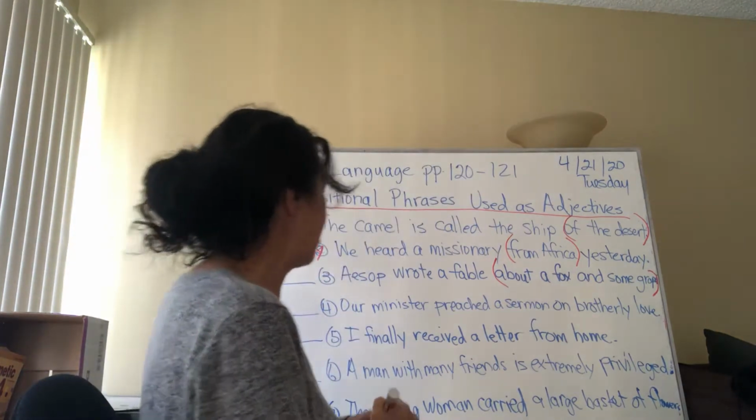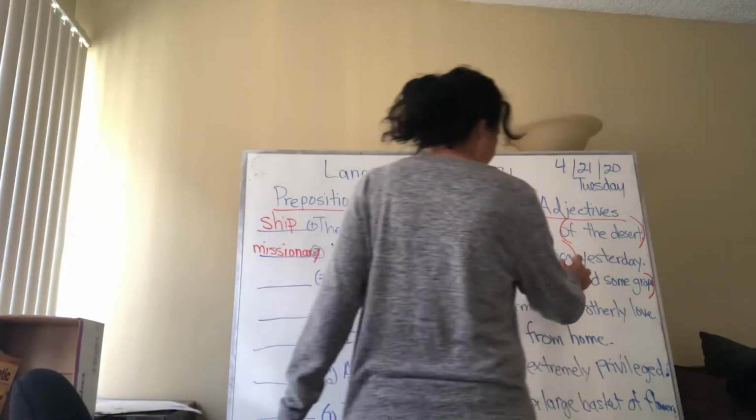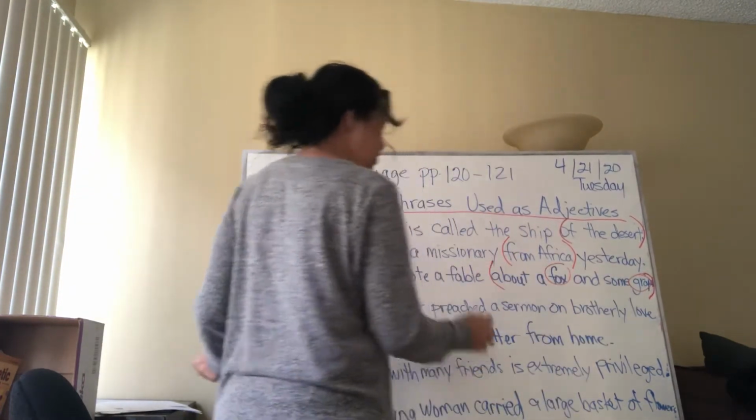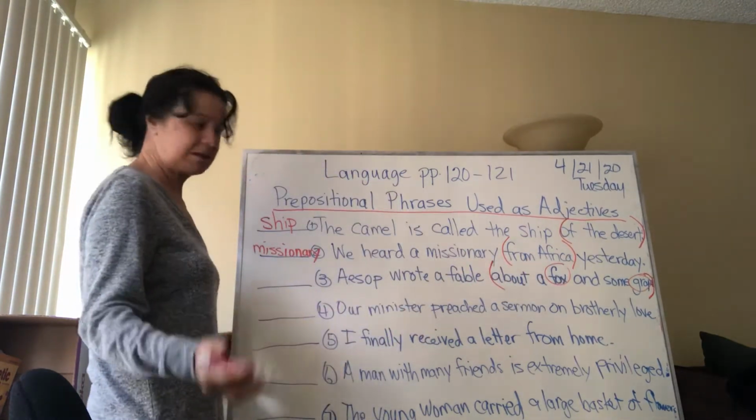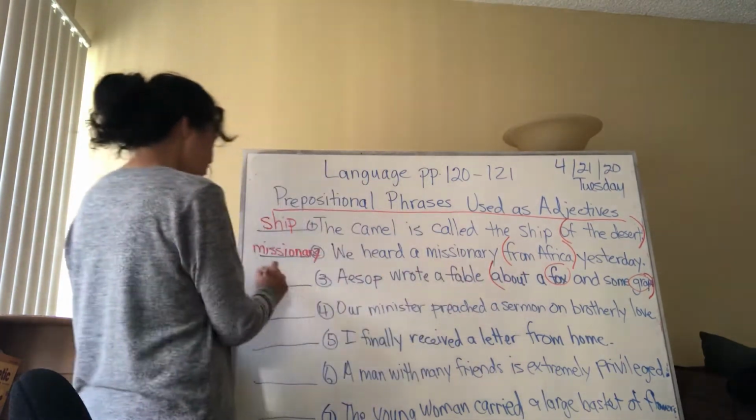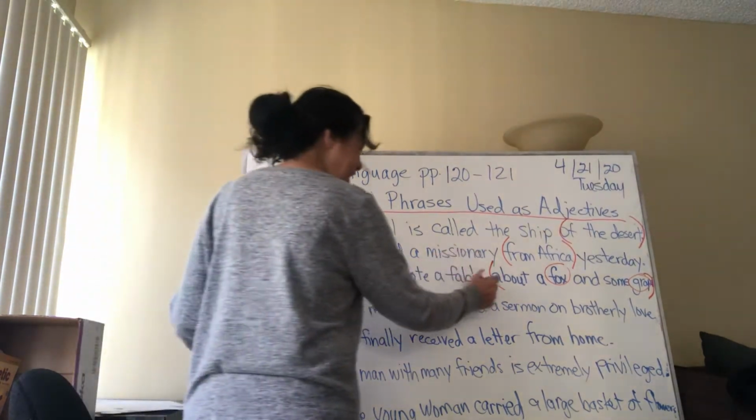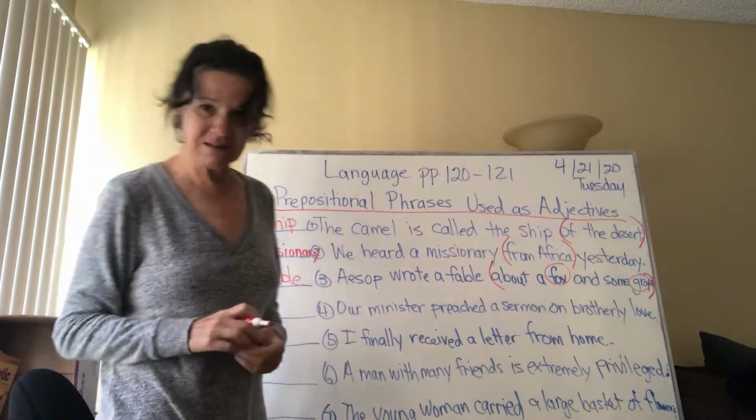So we see our preposition about, and our objects are a fox and some grapes. And that is giving us details about what noun? What is about a fox and some grapes? The fable. So you'd write fable in the blank. That is the noun that prepositional phrase is modifying or giving us details about.